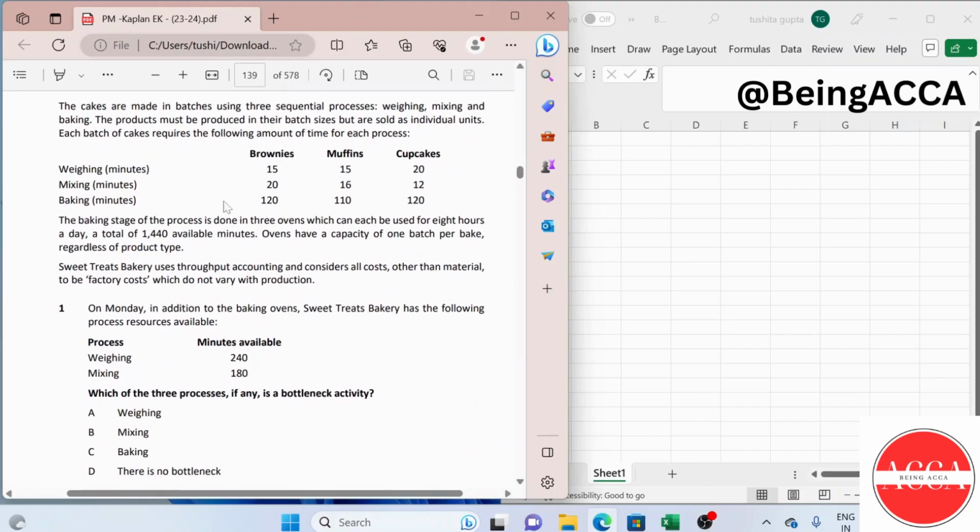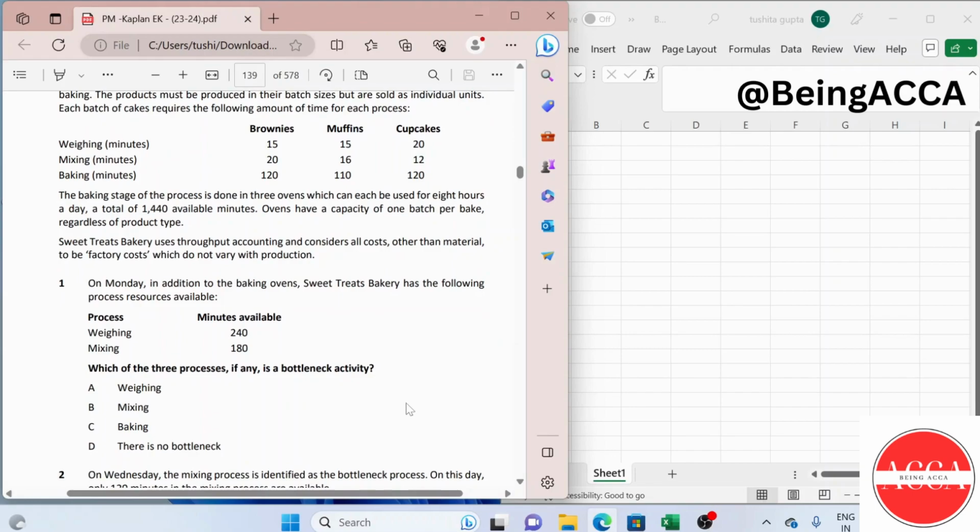Each batch of cakes requires the following amount of time for each process. Production is done in batches, and these are the minutes that each batch takes in the three processes. The baking stage is done in three ovens, which can be used for 8 hours a day, a total of 1440 available minutes. Ovens have a capacity of one batch per bake regardless of the product type. So in one oven, I cannot put two things together at the same time. I can only put either one batch of brownies, or one batch of muffins, or one batch of cupcakes. I cannot put a muffins batch and a brownies batch together.